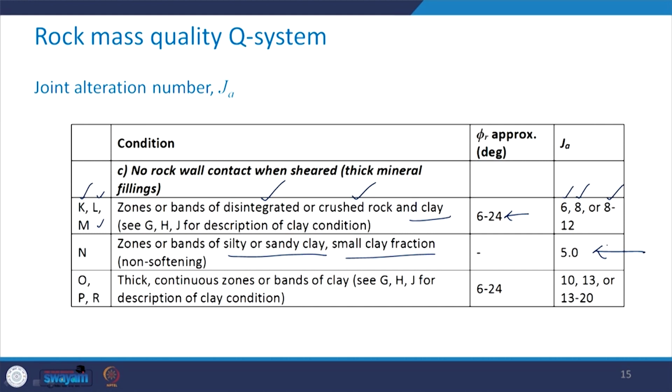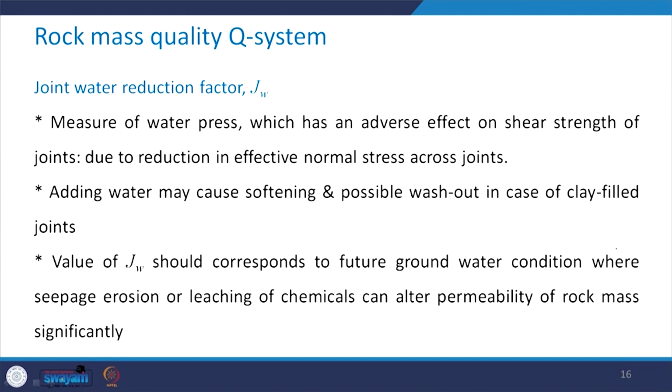Last one is thick continuous zones or bands of clays. So, in that case it is 6 to 24 degree and the rating which is assigned is 10, 13 or ranging between 13 to 20, corresponding to what is the condition that you have. If you have thick, it will be 10, continuous zones you will have 13, and if you have bands of clay, it will be between 13 to 20.